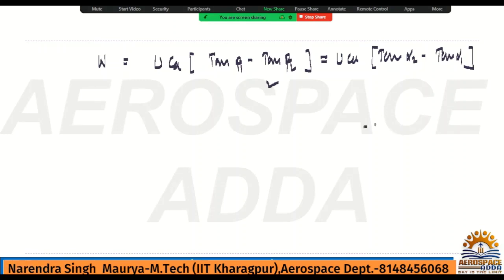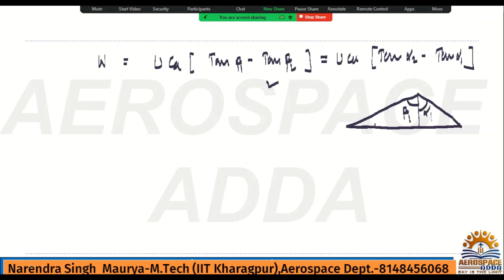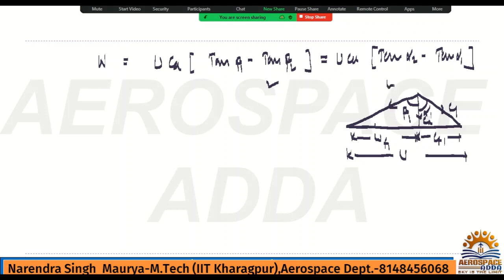So check the inlet triangle. It will be somewhat like this. So this is beta 1 and this is alpha 1. Here this is CA, this is C1, this is CT1, this is WT1, and this is U. This is the whole information and this is the W1. Check, can we get this beta 1?